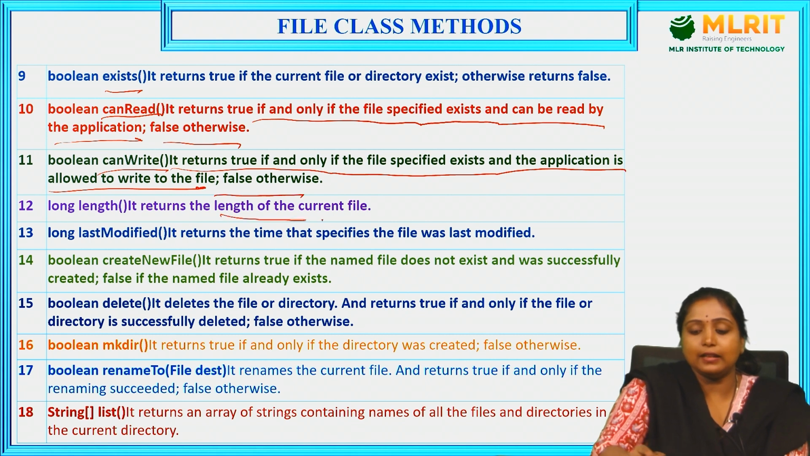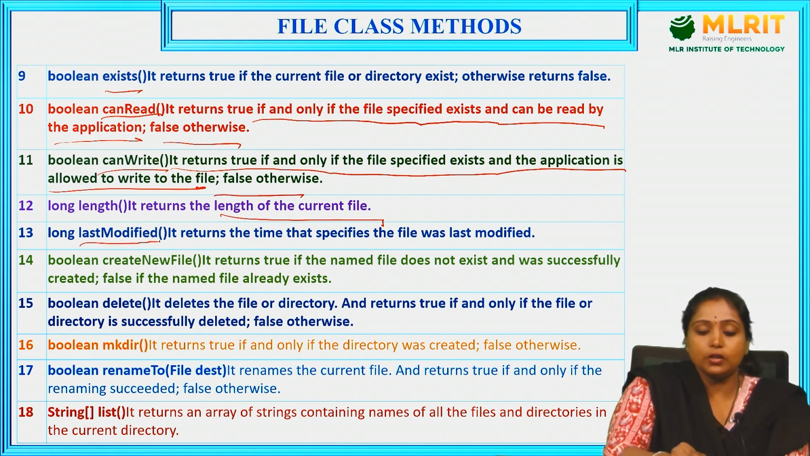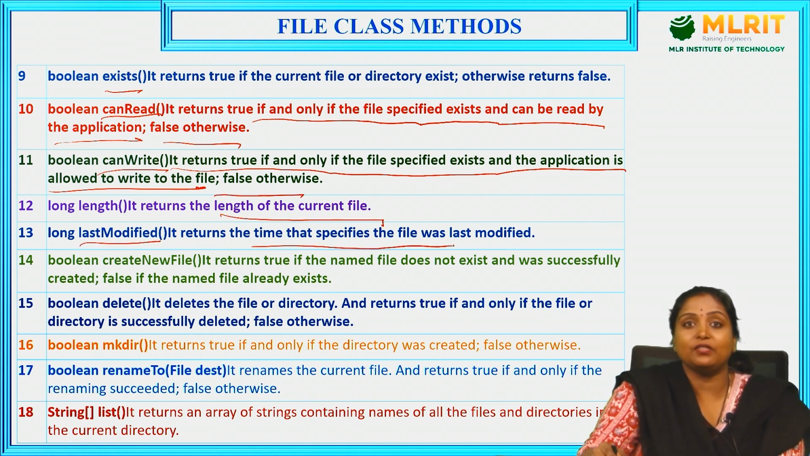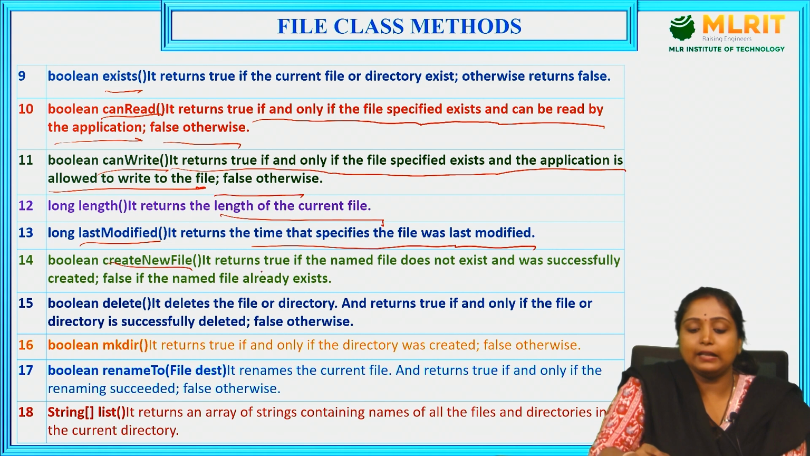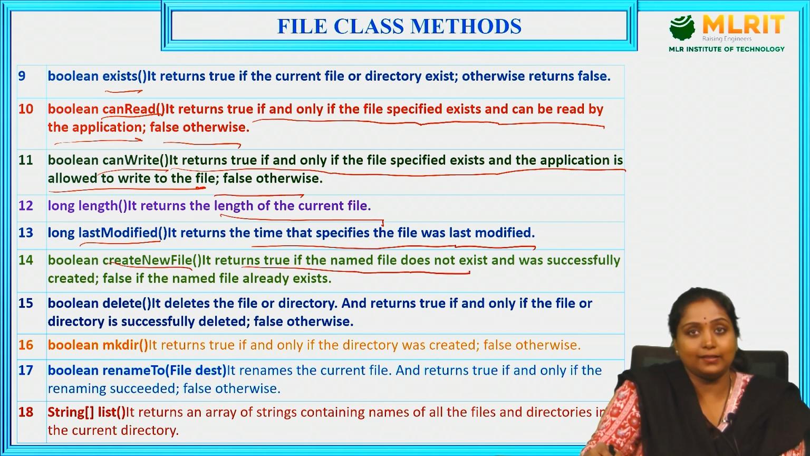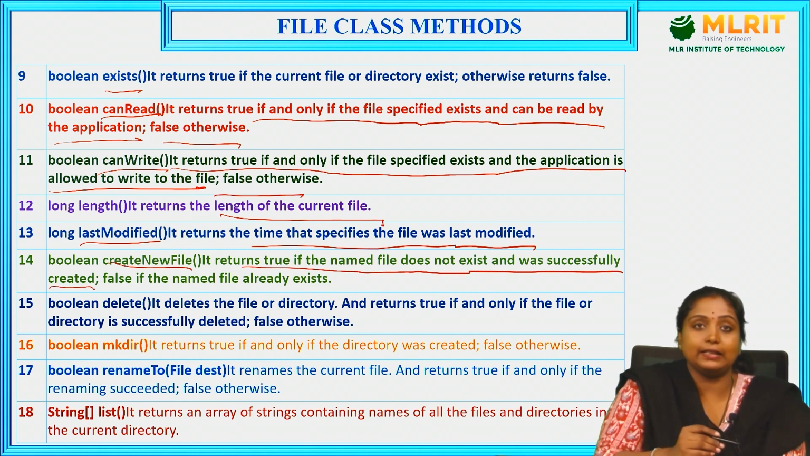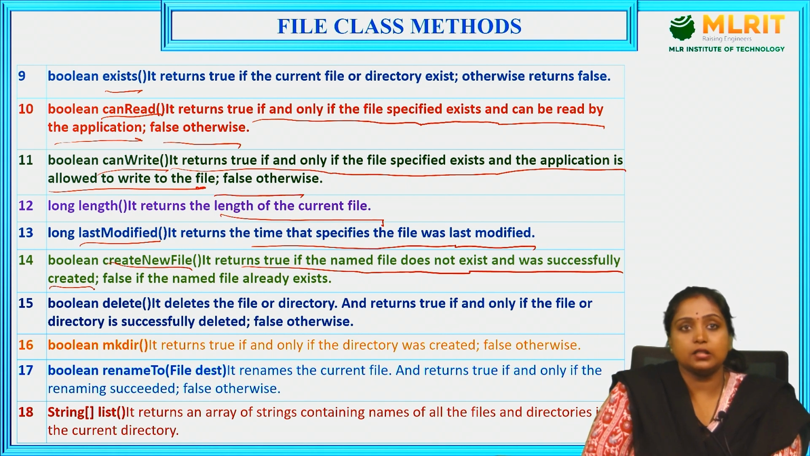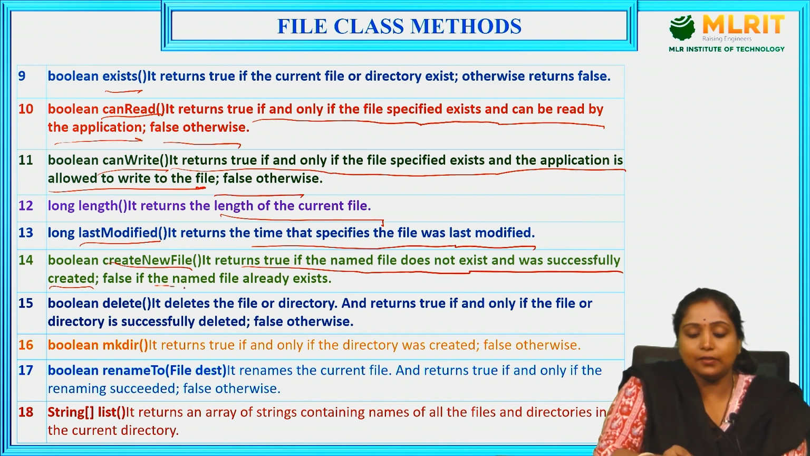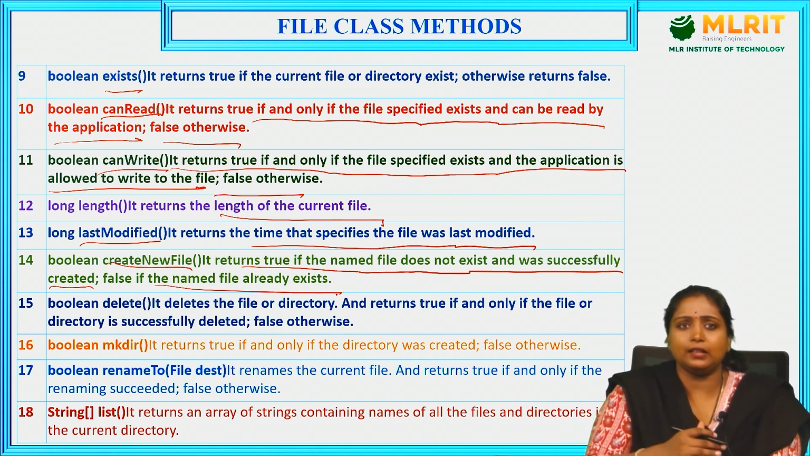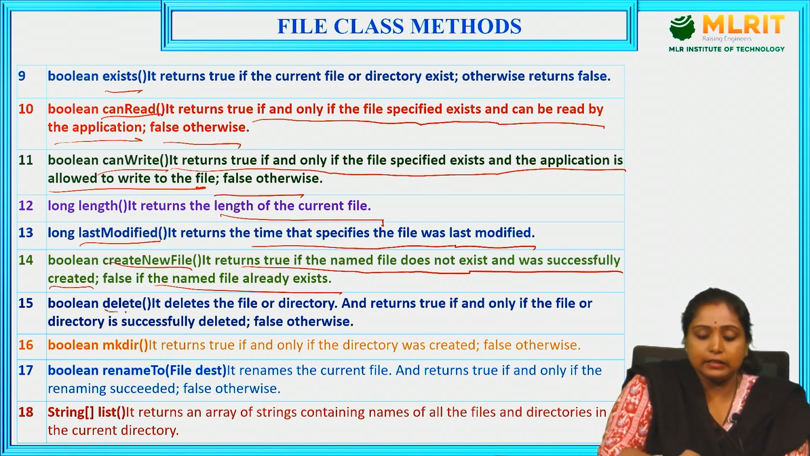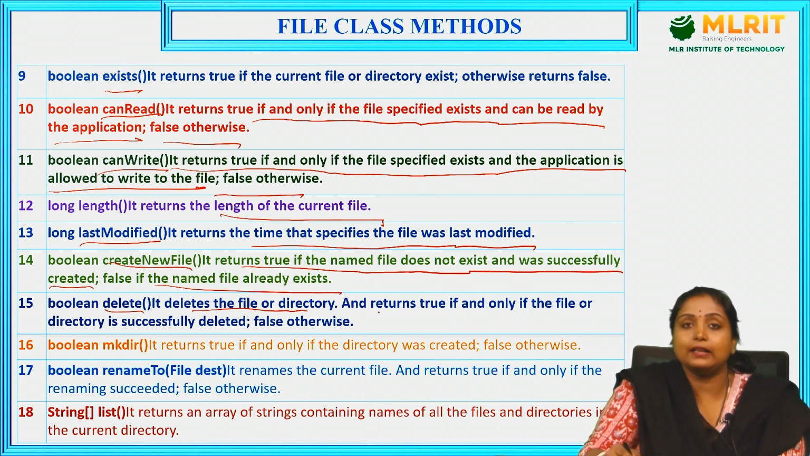Length returns the length of the current file. lastModified will return the time when the file was last modified. Okay, createNewFile returns you true if the named file does not exist and was successfully created. So you can create a new file. False if it already exists, it will return you false. And delete deletes a file or directory, and it returns true if and only if the file or directory is deleted, else it will return you false.